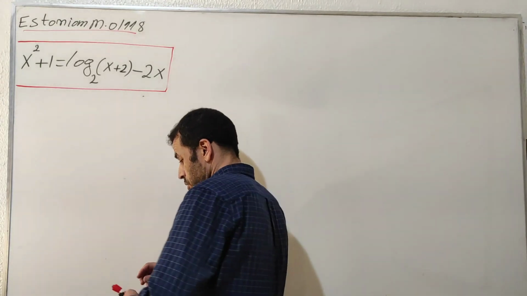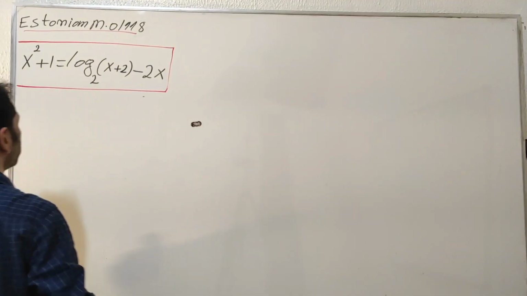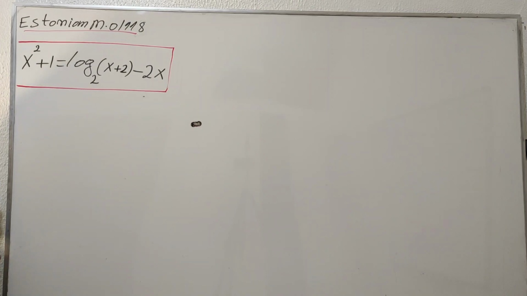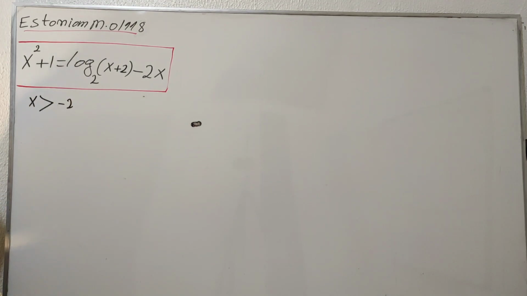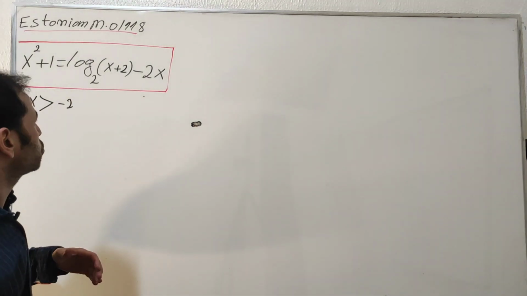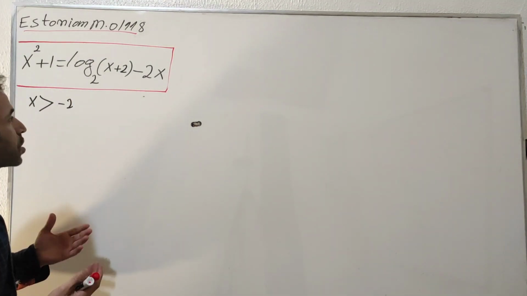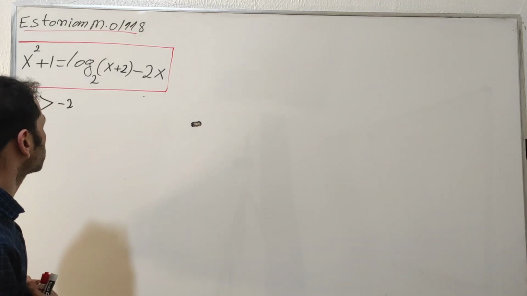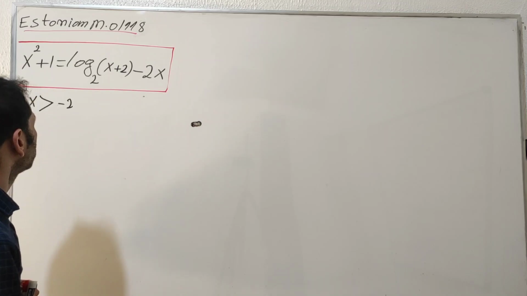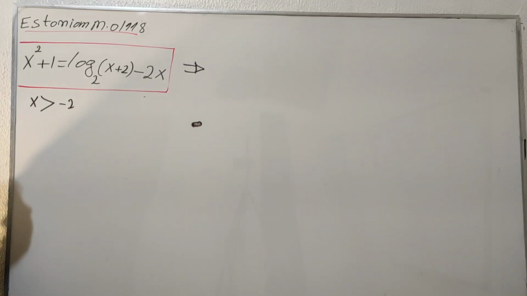Okay, so as I said, the first step, we are going to respect this restriction. x must be strictly greater than minus 2. The second step, we are going to get rid of the logarithm. We need to cancel out this logarithm and reduce the equation to the smallest expression possible. Now, to solve this equation, I'm not going to go through all the details. I'm going to do it quickly.